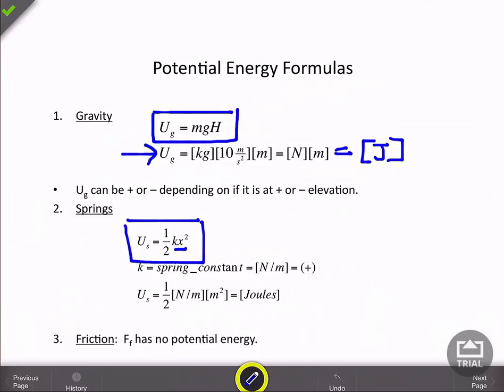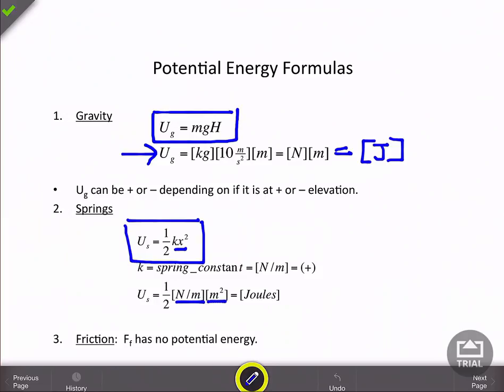So again, I do some work to stretch a spring a certain distance, x, from its unstretched length. The work that it takes to stretch that spring is 1/2 kx squared, and I now have 1/2 kx squared, that energy stored as spring potential energy. k is our spring constant in newtons per meter.